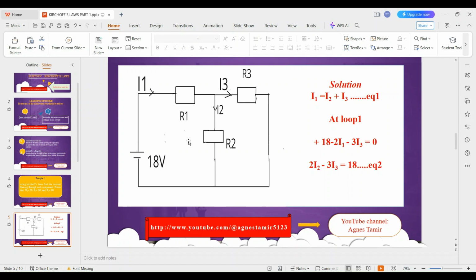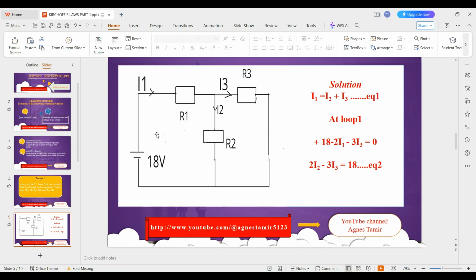Now, using Ohm's law, we know that voltage is given by current multiplied by resistance. The voltage across this component here will be given by I1 multiplied by R1, and R1 is 2. The voltage across this component will be given by I2 multiplied by R2.